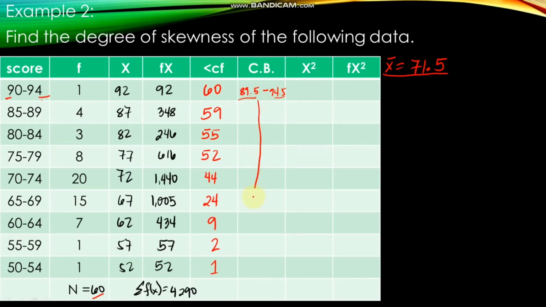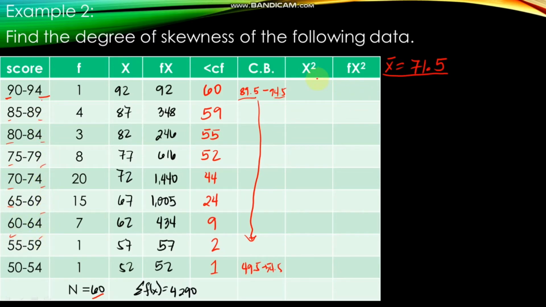Then going down, 50 minus 0.5, so that is 49.5, and subtract again to get 54.5. It is the same for all of these: we just subtract 0.5 at the lower limit, then add 0.5 at the upper limit.